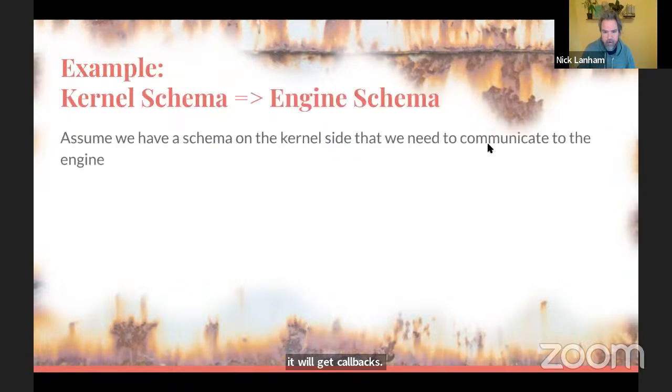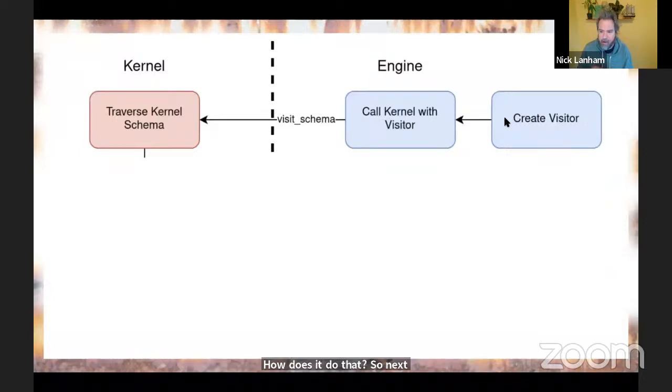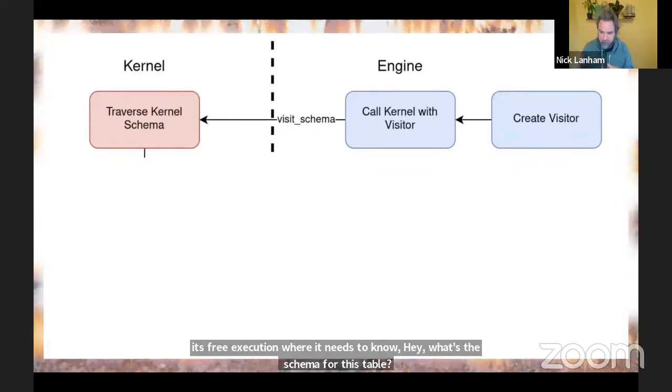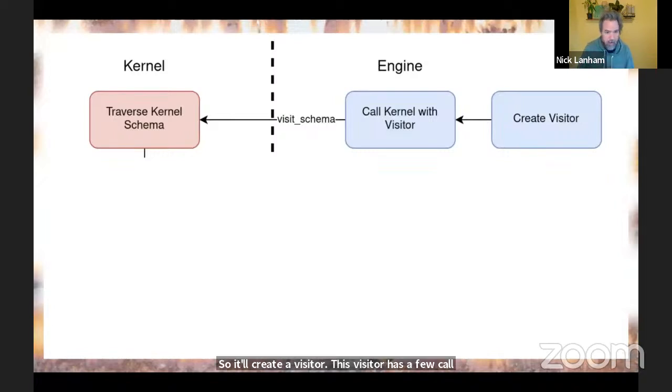Next slide. So this is like, I have a schema on the kernel side. The kernel has parsed the table schema, and it wants to communicate it back to the engine or the connector. How does it do that? Next slide, please. The basic idea is that the engine is at the point in its query execution where it needs to know, what's the schema for this table? So it creates a visitor. This visitor has a few callback methods that we specify in our API. And it says, hey kernel, can you please visit the table schema with this visitor? The kernel says, sure, I know the methods that you have on your visitor. I have a schema, I'll traverse it. Next slide.